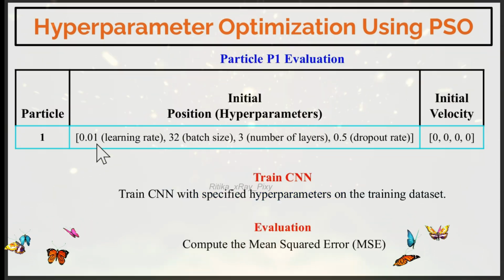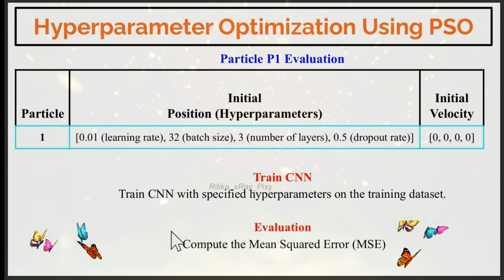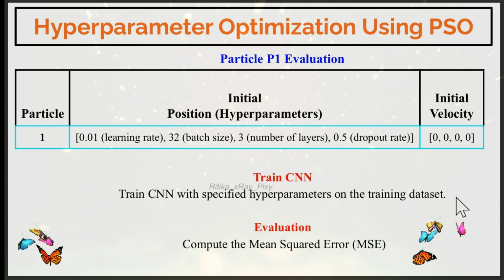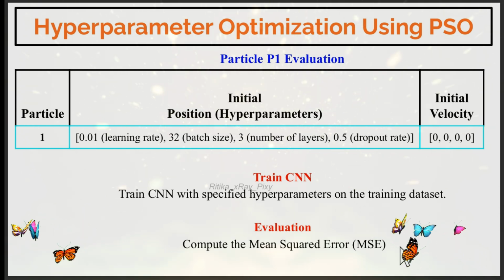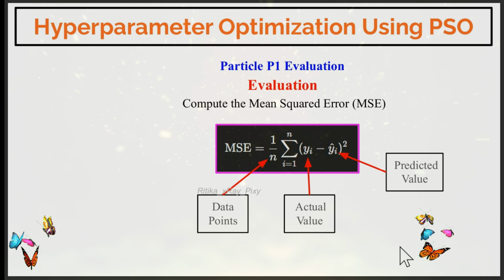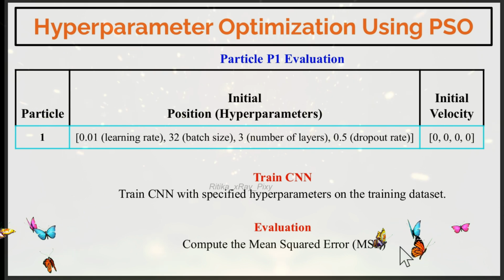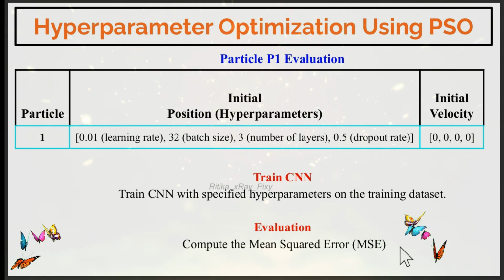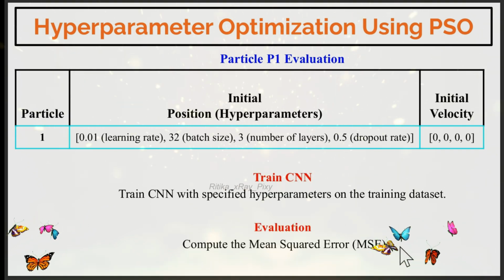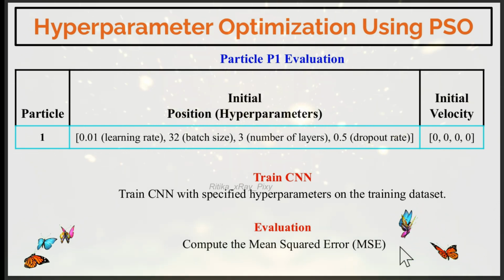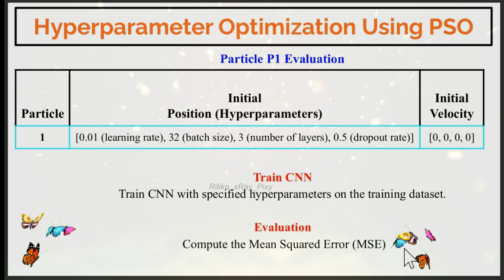Suppose we are doing the evaluation for the first particle. We will train the CNN with specified hyperparameters on the training dataset. After that, we will evaluate. It means we will compute the MSE, that is the mean squared error. So for the first particle, you can see the hyperparameters are 0.01, 32, 3 and 0.5. We will use these hyperparameters and train the CNN on the training dataset. After that, we will evaluate the CNN performance on the validation dataset to calculate the mean squared error.